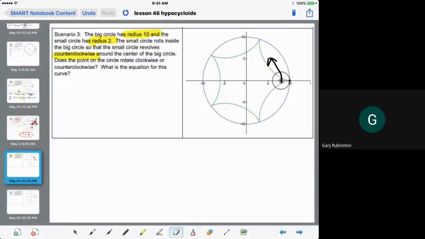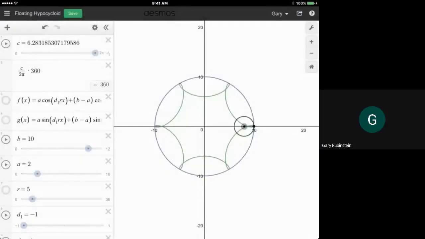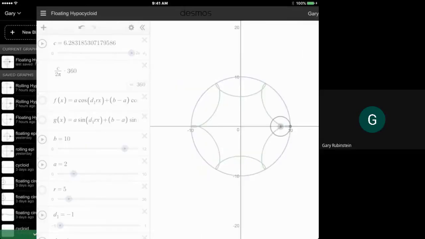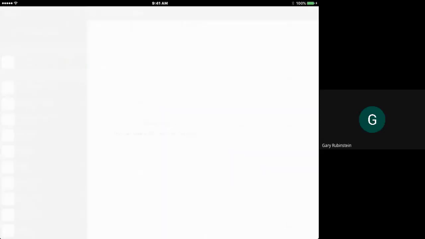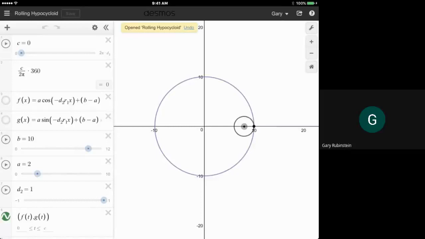By the way, I'll bring this one up also. For this one, I come over to the sketch that's called rolling hypocycloid. Okay, anyone want to say, you could watch it roll. Notice what's happening to the points on the small circle compared to what's happening to the center of the small circle as it moves around.